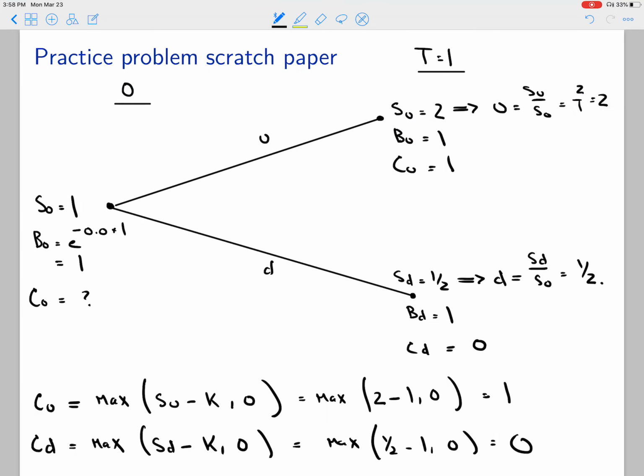In part two, we want to solve for the replicating portfolio of stock and bond to replicate the call option's payoffs. This means we need to calculate delta and beta. We can do this in either of two ways. We'll do them both just so we understand what's going on. The first is the plug and chug method, which is just to memorize the formula and then plug everything in.